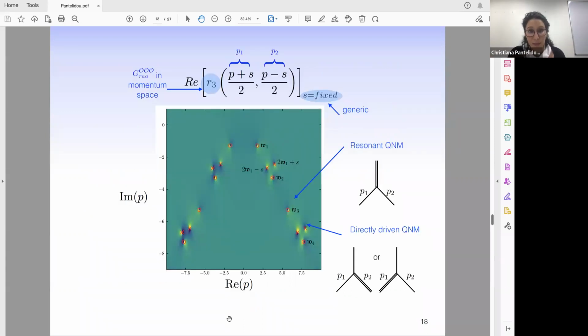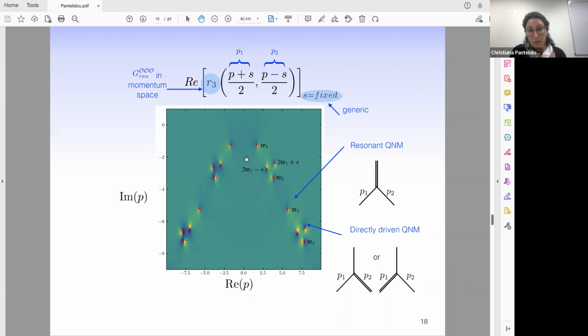So this is the main result of the paper, if you want. Here I'm plotting the real part of the retarded 3-point function of a scalar operator on the complex P plane. And you see several poles, all of them in the lower complex plane. And all these poles are single poles. As you see, I've marked some of them with circles and some of them with crosses. This is because the mechanism that gives rise to them is different. Let me be more explicit.